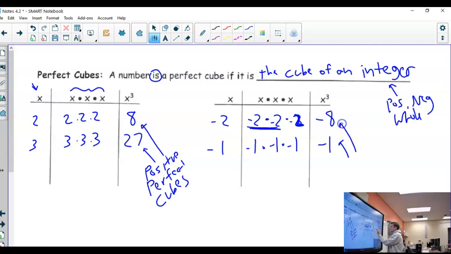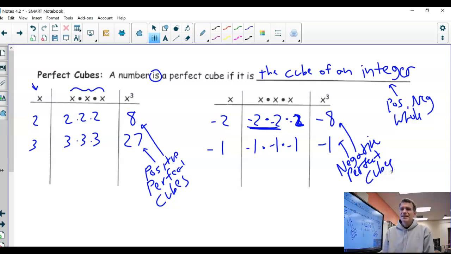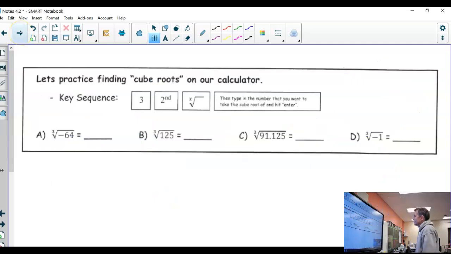These guys are negative perfect cubes. It's true. So perfect squares, they have to be positive. But perfect cubes can be positive or negative. See? We keep going. All right.